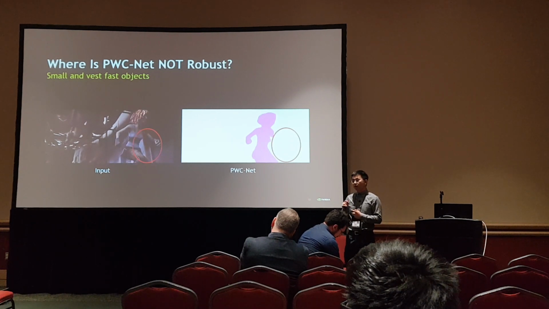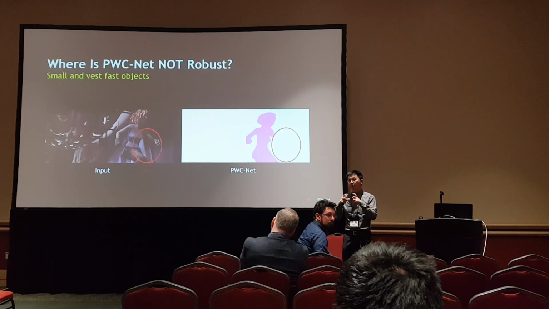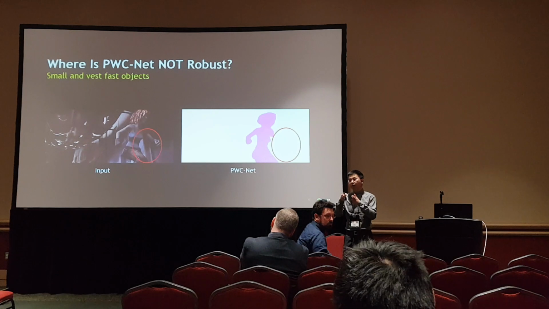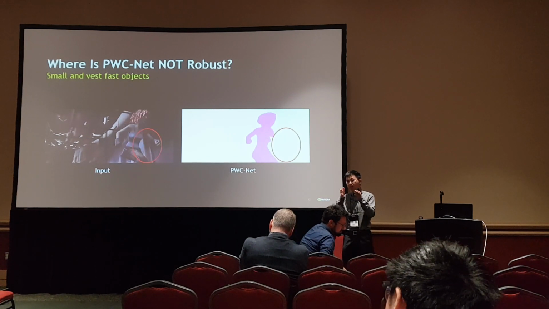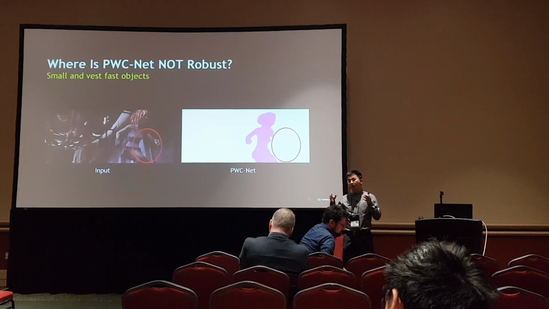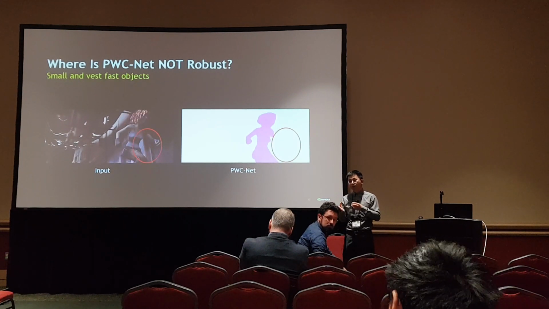I think for this one, the PWC net has some built-in mechanism. Recall, we construct the cost volume around the warped image. The cost volume is not just a single point, it has some range, for example, a 9x9 neighborhood. So that can allow for some adjustment.